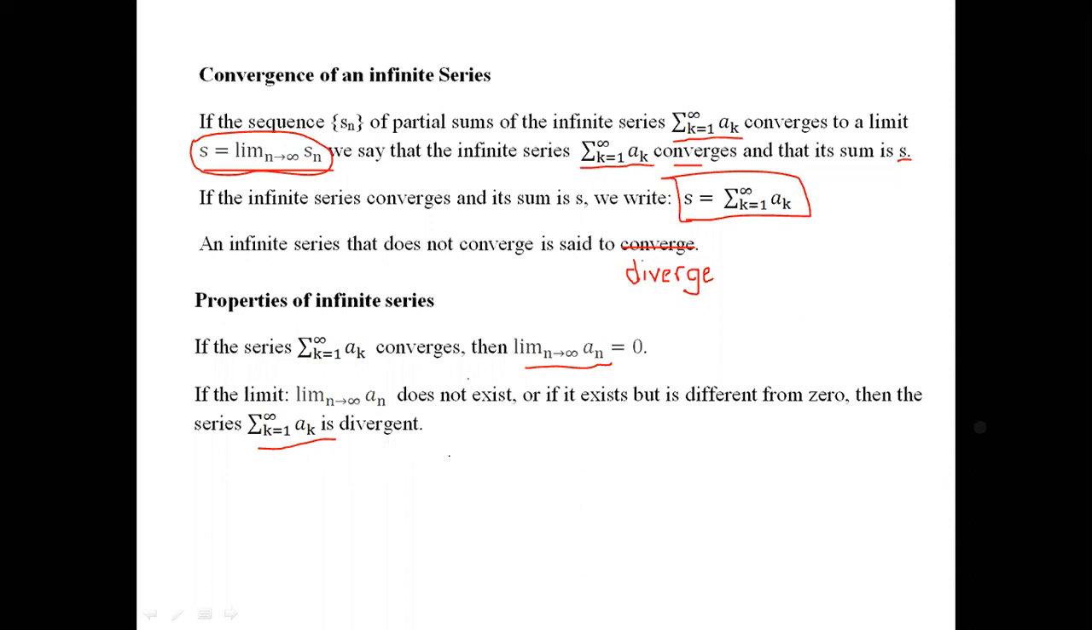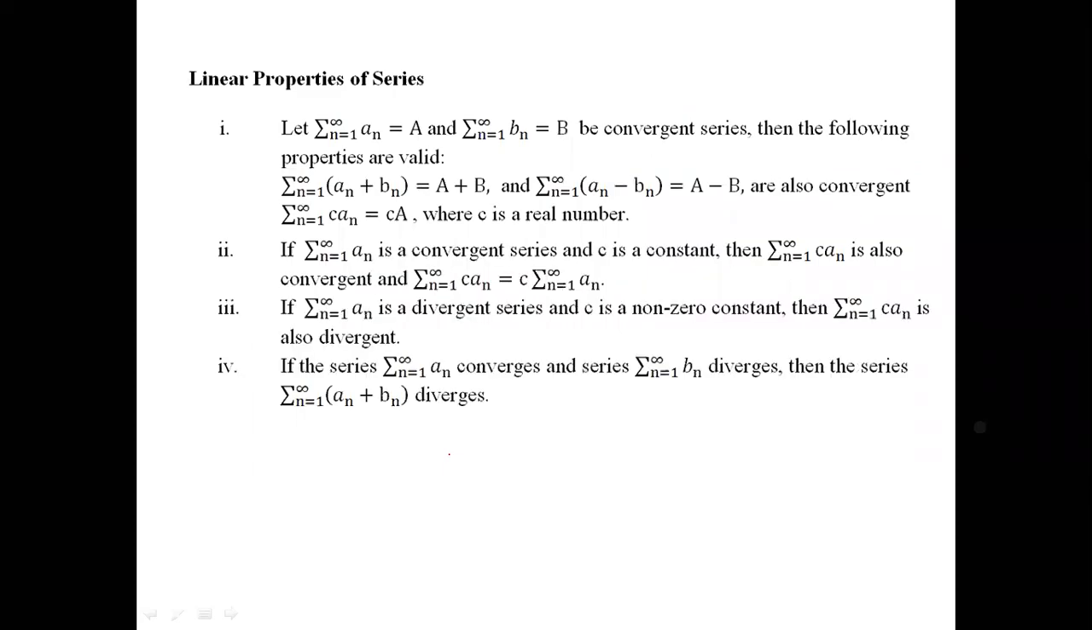Okay, let's move. It's all properties, if you've noticed. Let's now look at the linear properties in the last 7 minutes. Linear properties of series. Number 1, let sigma AN as n ranging from 1 to infinity be equal to A, and sigma Bn, where n ranges from 1 to infinity, is equal to B, convergent series. So these two are convergent series. Then the following properties are valid.